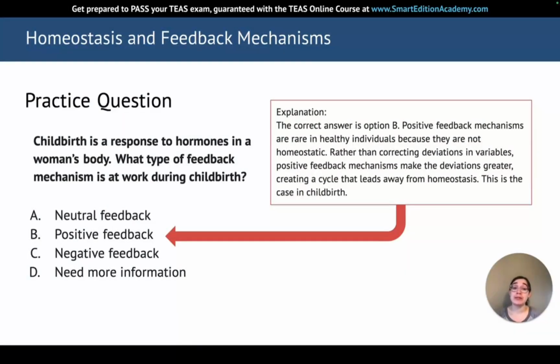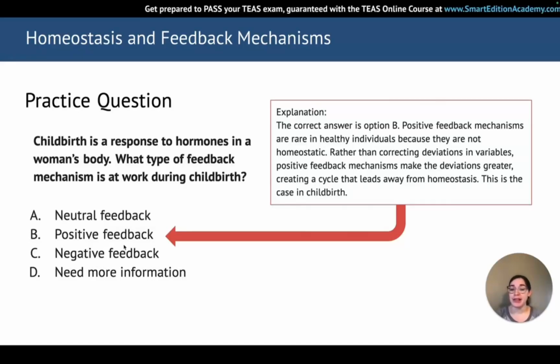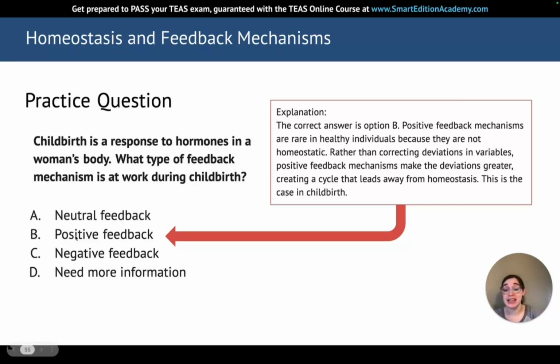So homeostasis will be restored eventually, right? After delivery has been completed, it'll take the woman's body a while to get back to a state of homeostasis. So that will be accomplished eventually here. But the point of the positive feedback system is to move the body away from homeostasis. In this case, to accomplish something very healthy, the birth of this woman's child. So again, positive feedback mechanisms are rare in healthy individuals, but they do exist, and this is a good example of that.